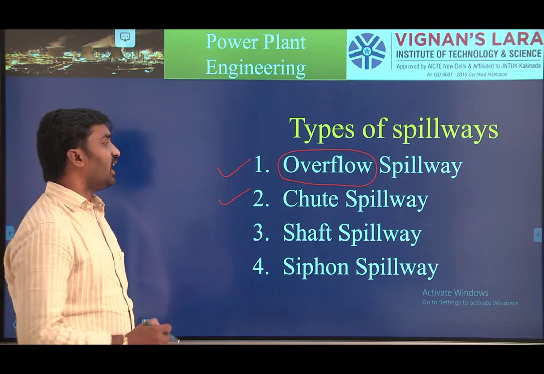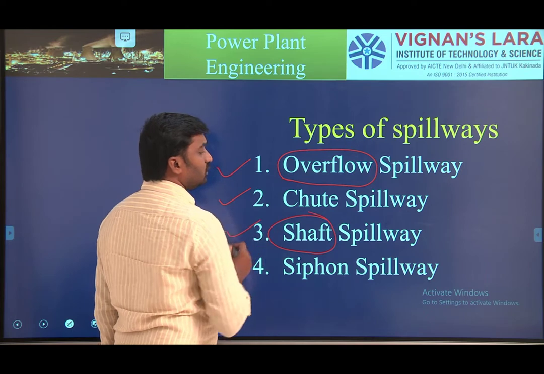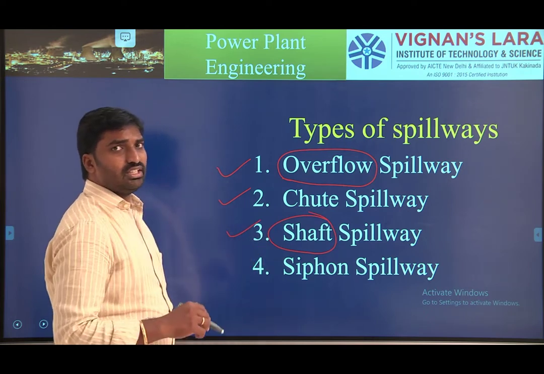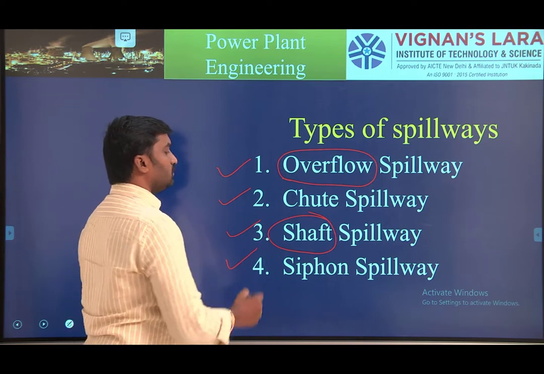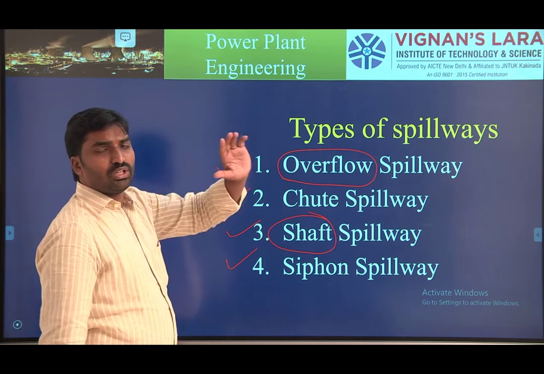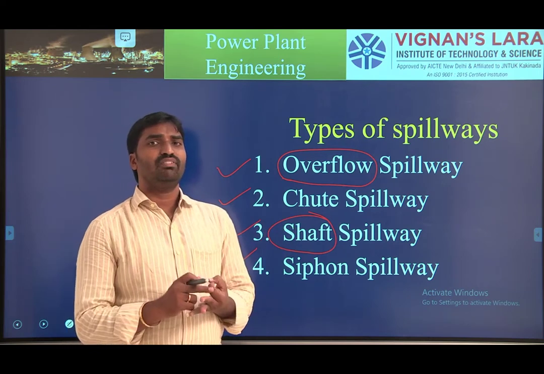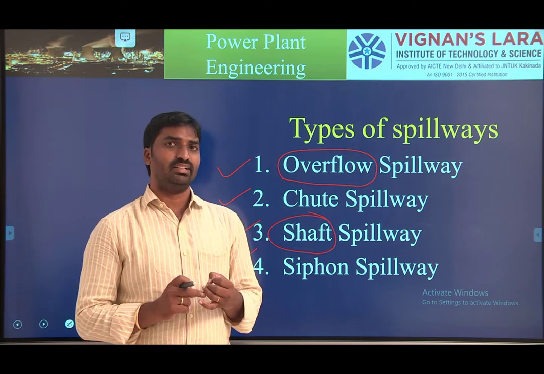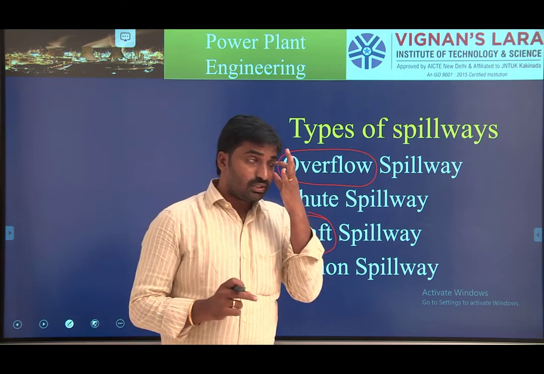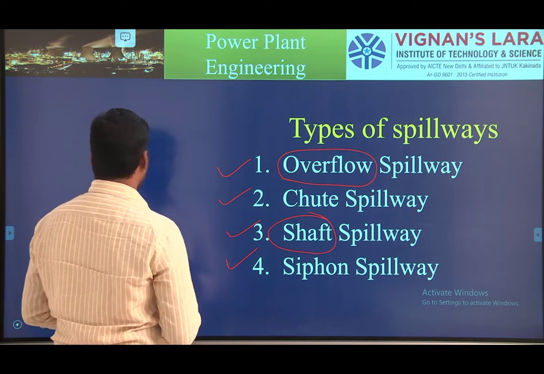The next one is the shaft spillway, where we use a vertical shaft for removing the water. The fourth one is the siphon spillway. So in total there are four spillways: the overflow spillway, chute spillway, shaft spillway, and finally the siphon spillway. Among these, in maximum cases we use the overflow spillways.